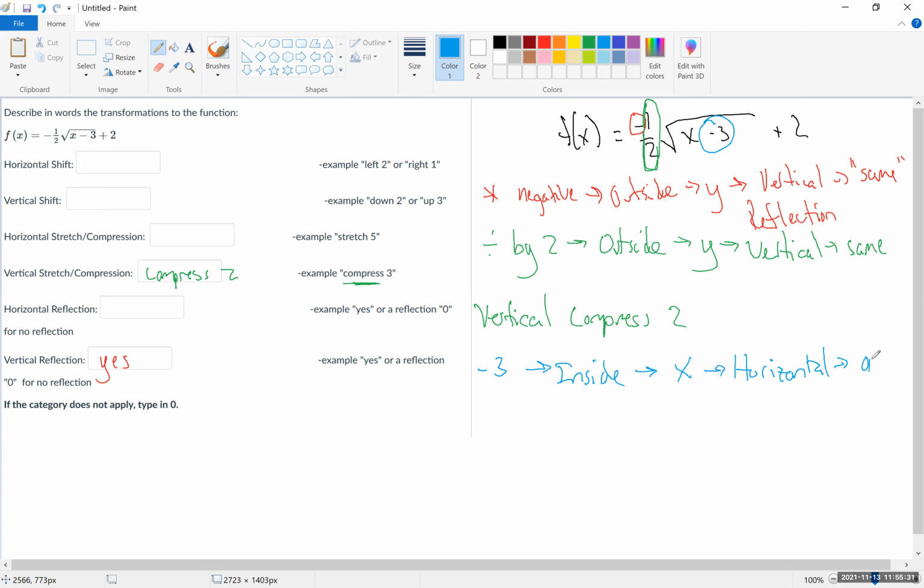And it does the opposite. Right? X does the opposite. So the -3, that's a shift, right? So we would love for it to go to the left 3, but it doesn't because it does the opposite. We're going to go to the right 3. Okay, so for the horizontal shift, that's going to go to the right. It's going to go to the right 3.